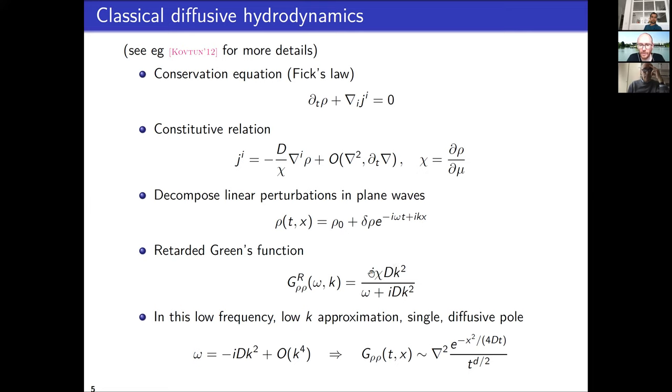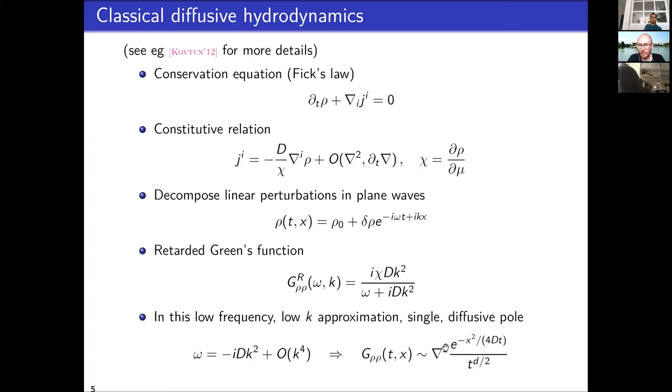It takes this form: i chi D k squared in the numerator, and then in the denominator, there's this particular structure, omega plus i D k squared. Now, we see that there's a pole in the denominator, which is of the form omega equals minus i D k squared plus subleading terms. The order k to the fourth terms would come from higher order in gradient terms, which I didn't write. So to leading order, the dispersion relation is purely imaginary and quadratic.